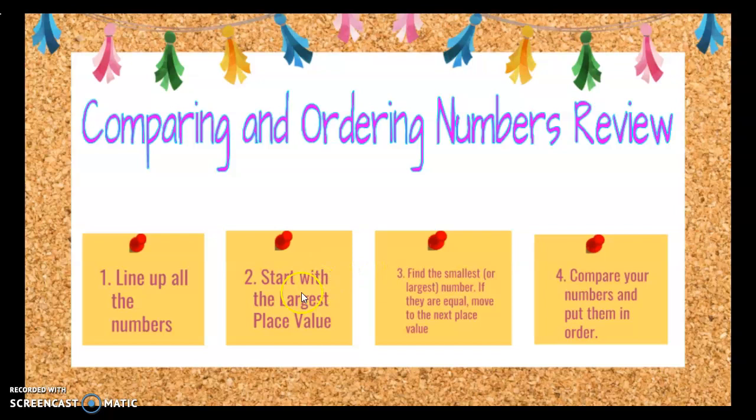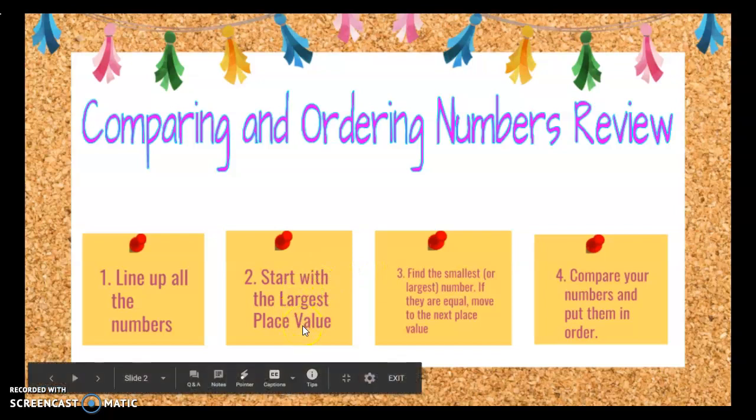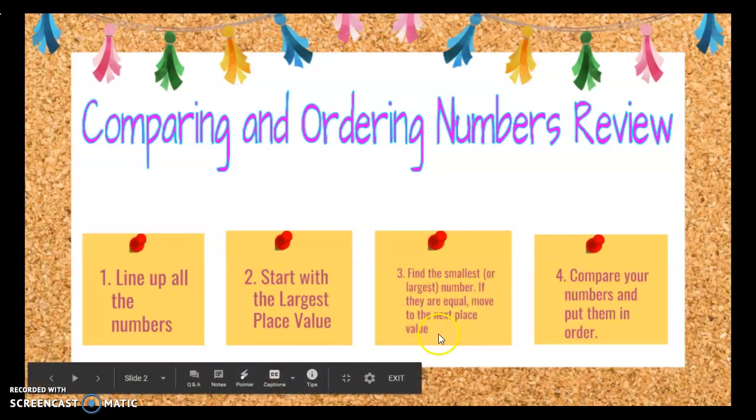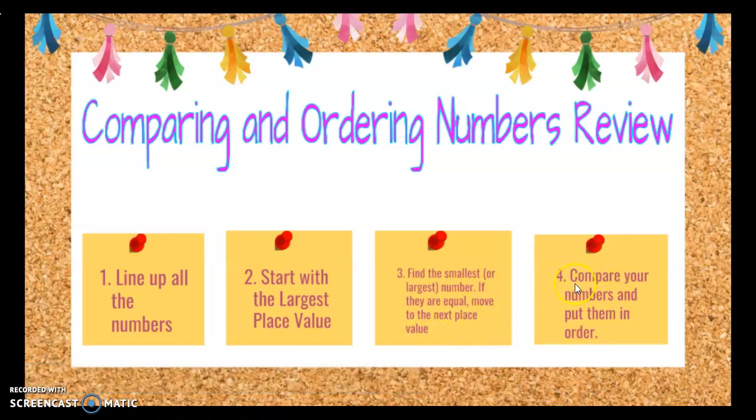Step 2, start with the largest place value. Step 3, find the smallest or the largest number depending on what your question has asked. If it's asking you to order from least to greatest, then you are looking for the smallest number. If it's asking you to order from greatest to least, you're looking for the largest number. Now, if the numbers you're looking at are equal, then move to the next place value. And finally, step number 4, compare your numbers and put them in order. Let's look at an example.